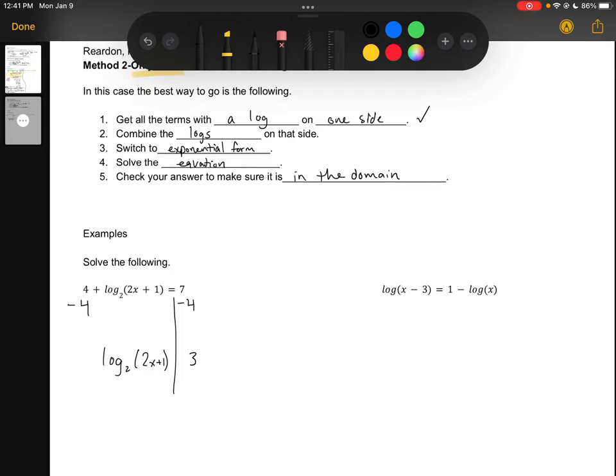So that was get logs on one side. That was step 1. Step 2, combine any logs. Well, there's only 1 log, so nothing to combine.